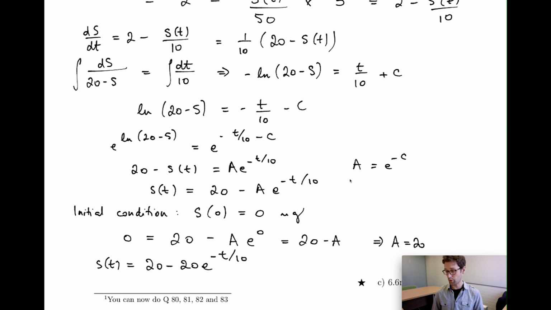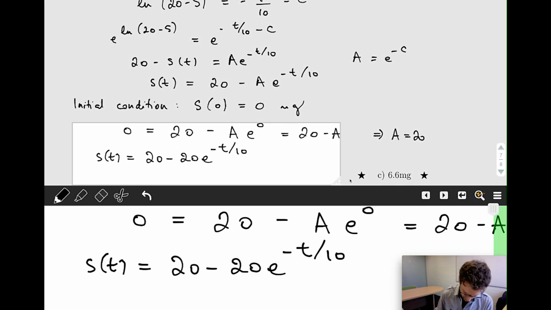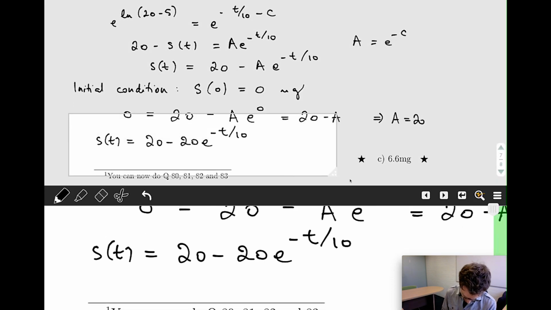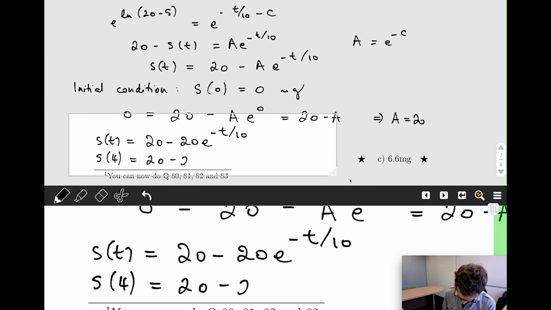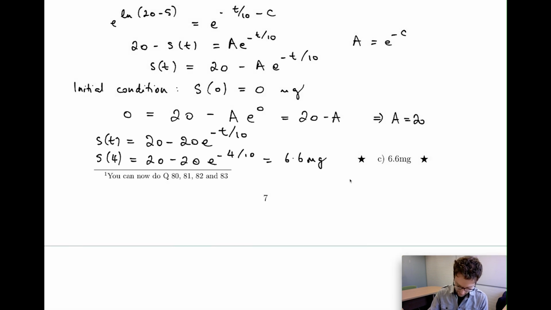Now the last part of this problem asks you to calculate how much smoke is in the room after 4 minutes, and that's straightforward to do now that we have our equation here for S(t). So you can just put that into your calculator, but when t is equal to 4 minutes, we get that there is 6.6 milligrams of smoke left in the room.